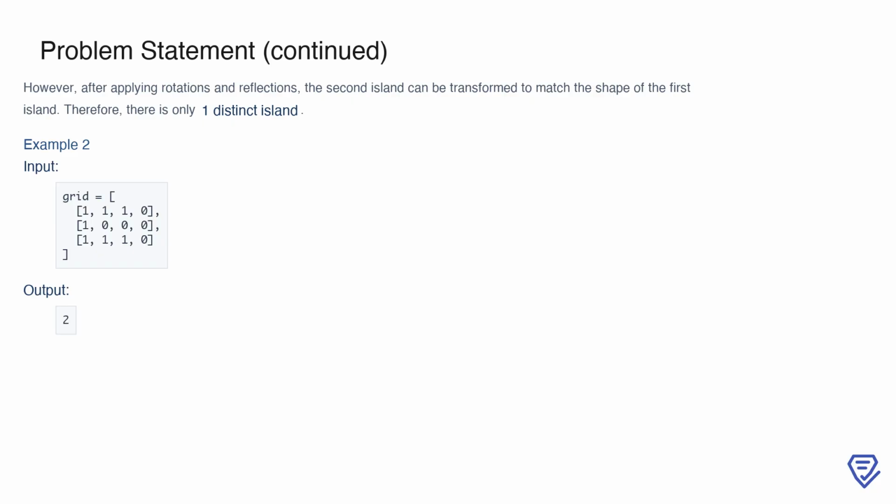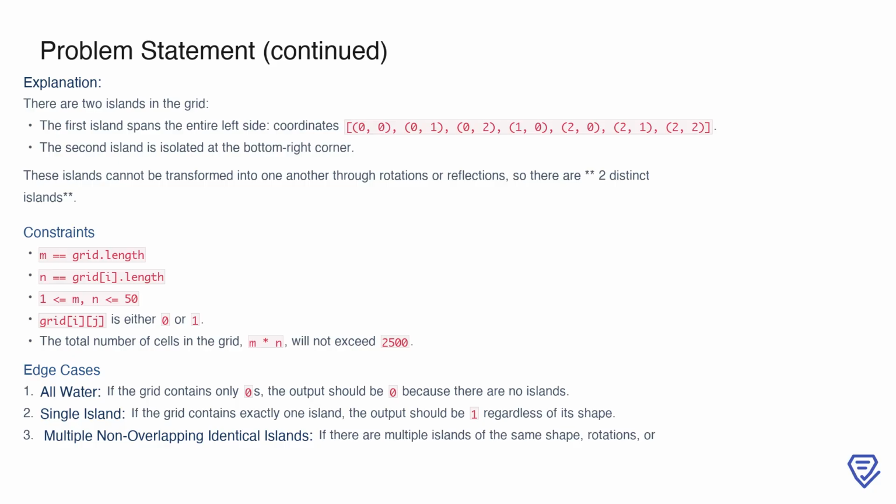Now, consider another grid: 1, 1, 1, 0, 1, 0, 0, 0, 1, 1, 1, 0. This grid contains two islands. In the second example, the first island spans the entire left side of the grid. It includes cells with coordinates (0,0), (0,1), (0,2), (1,0), (2,0), (2,1), (2,2). The second island is smaller and isolated at the bottom right corner. Importantly, these two islands have distinct shapes that cannot be transformed to match each other through rotations or reflections. Therefore, the output for this grid is 2, indicating two distinct islands.